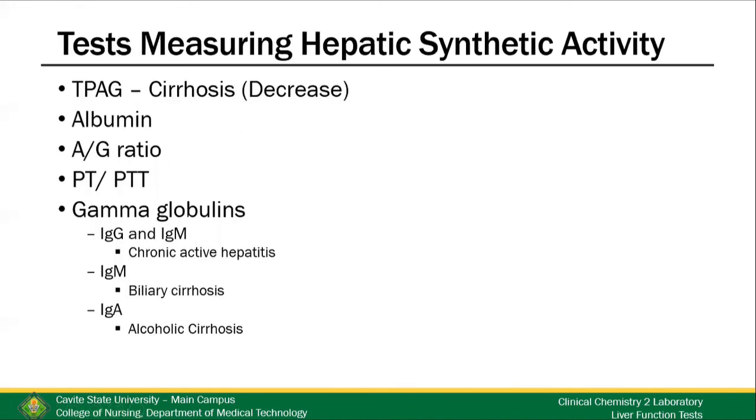Okay, class? Next is the test measuring hepatic synthetic activity. So the major synthetic activity again of the liver is to synthesize plasma proteins. TPAG, or the total protein albumin and globulin ratio, is decreased in cirrhosis.